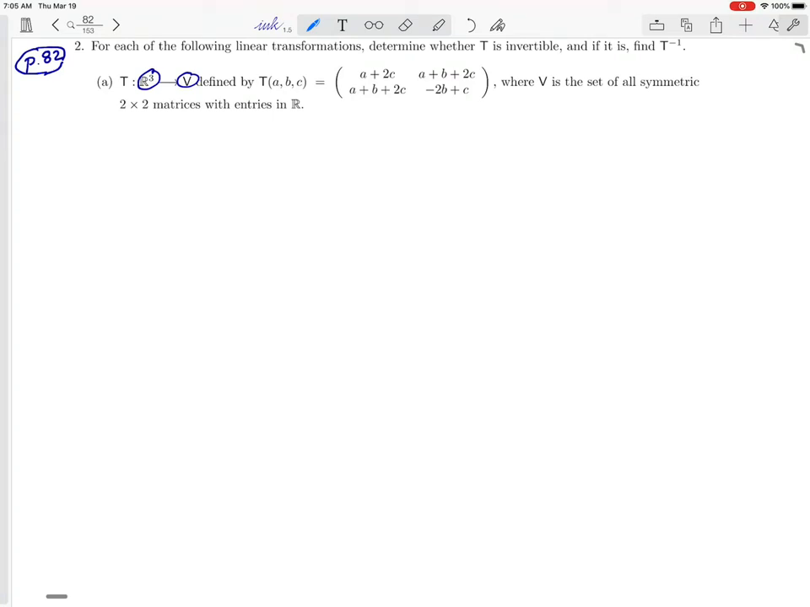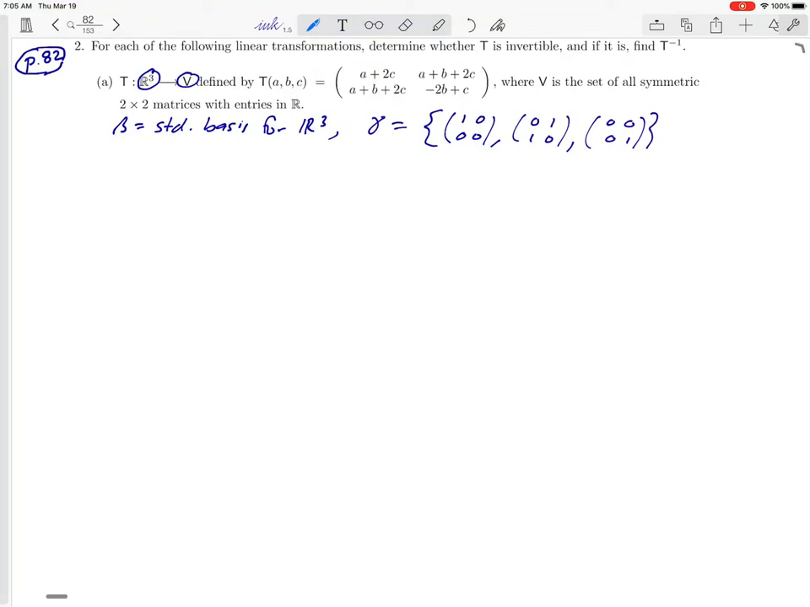Generally, you try to choose the easiest basis that you can. So how about if for R3 we choose the standard basis? Okay, and you might remember we had a basis for V, that is the set of symmetric 2x2 matrices that we've used a couple of times. Okay, and it looked like this. All right, so let's stick with that familiar basis that we've used for V.